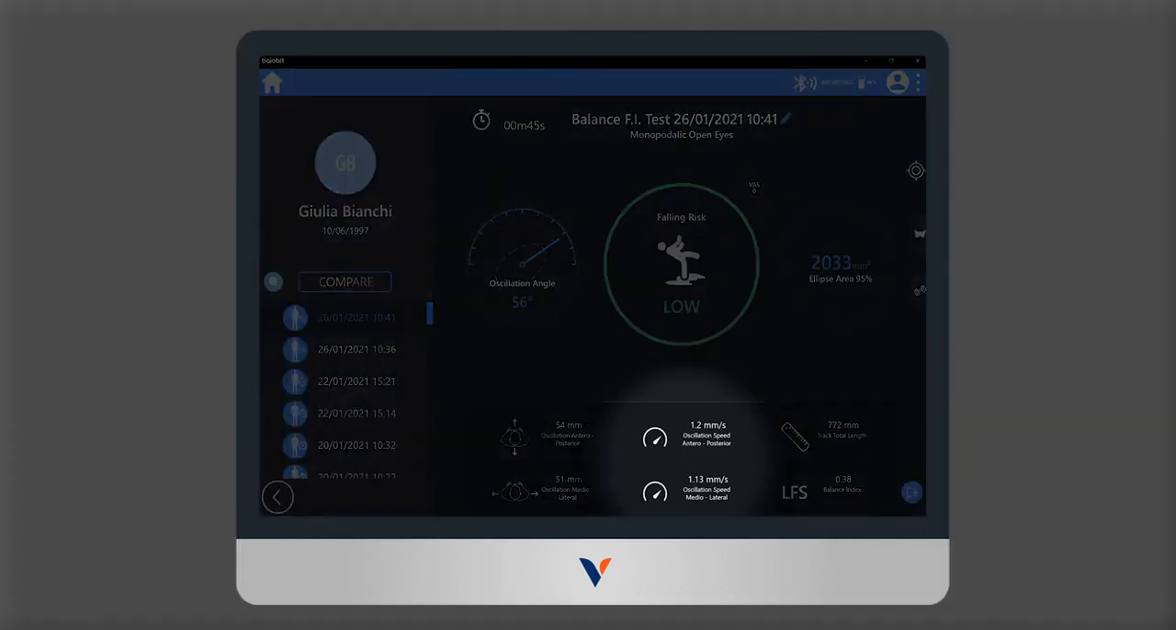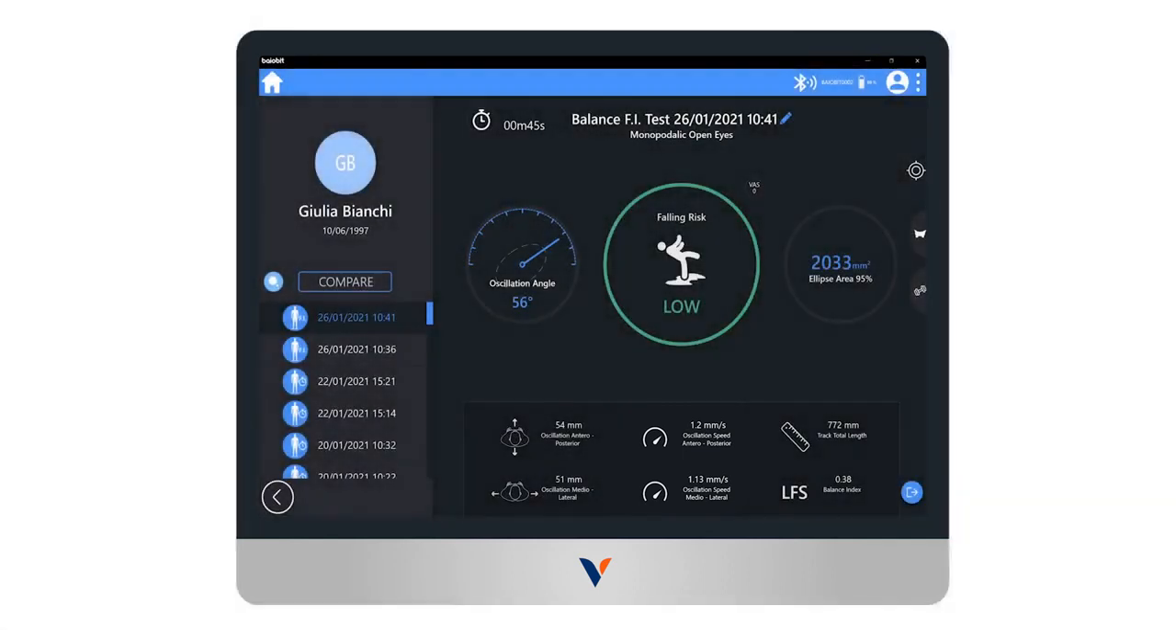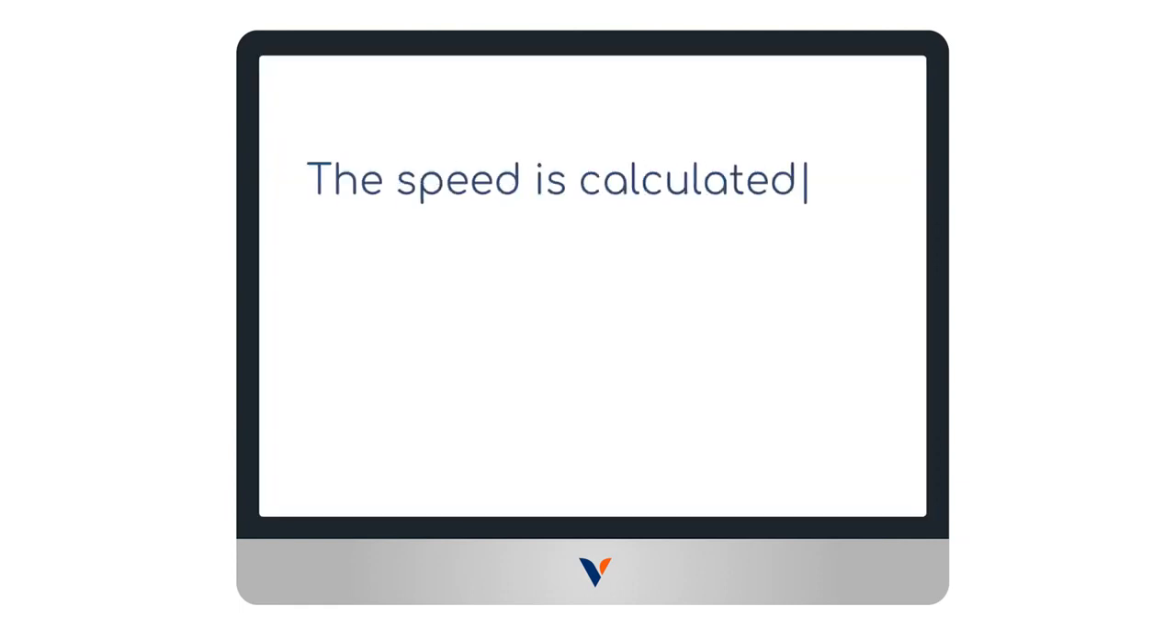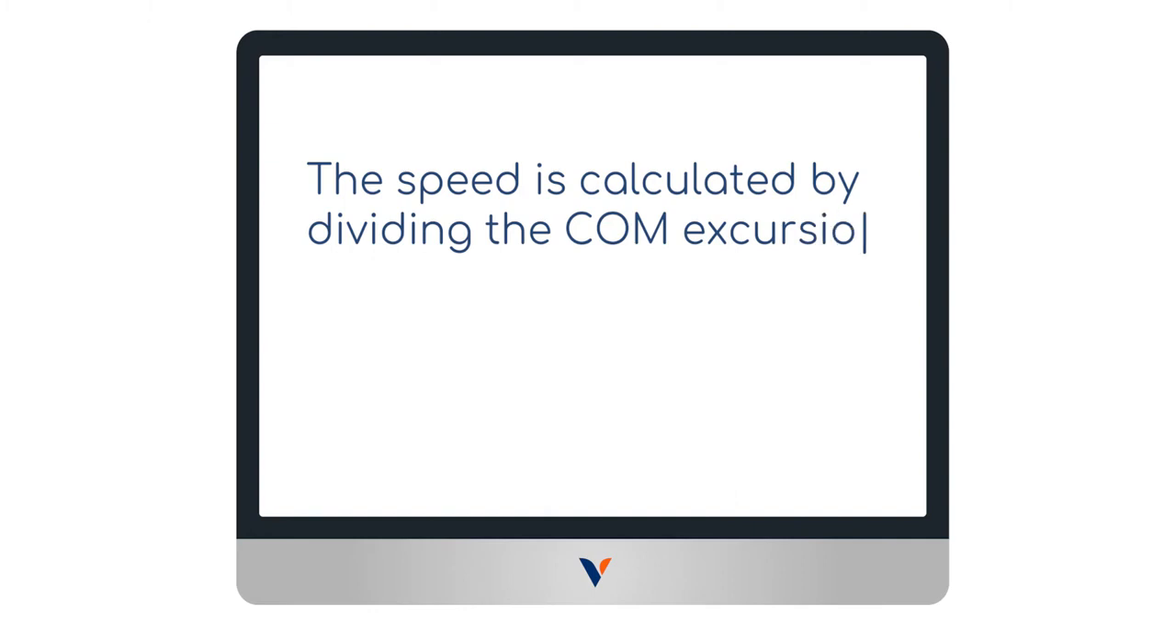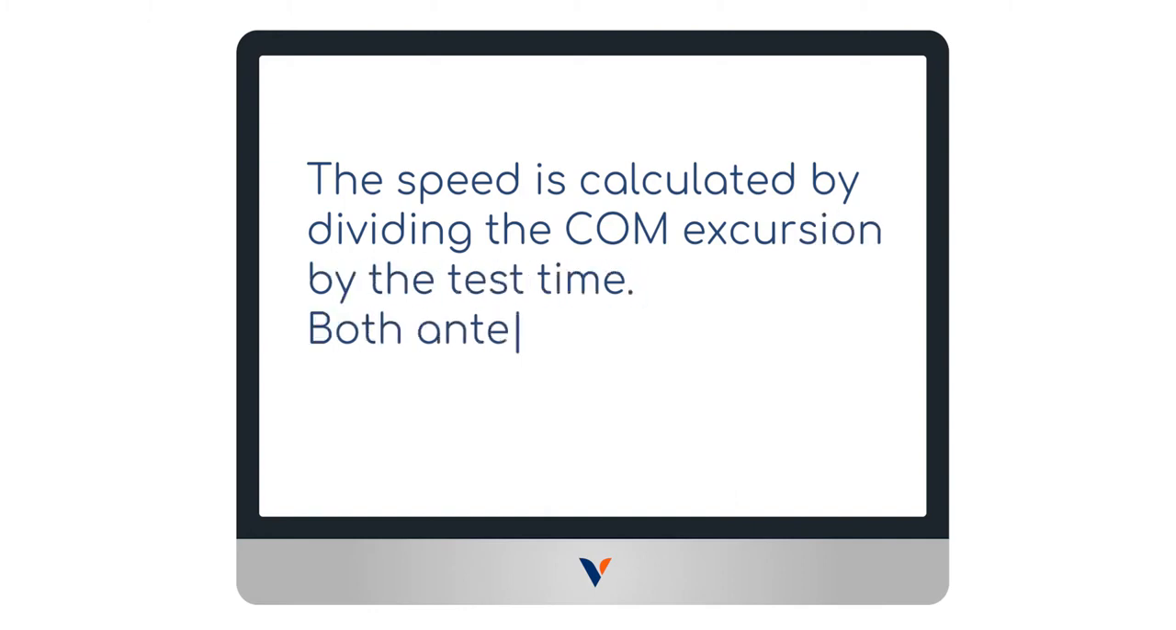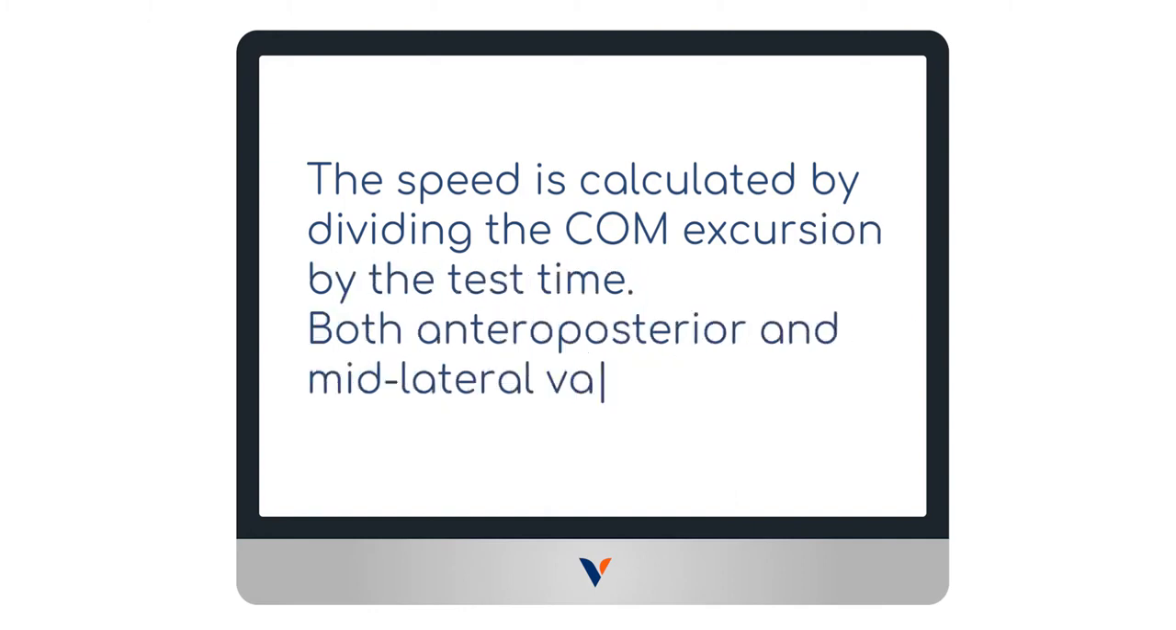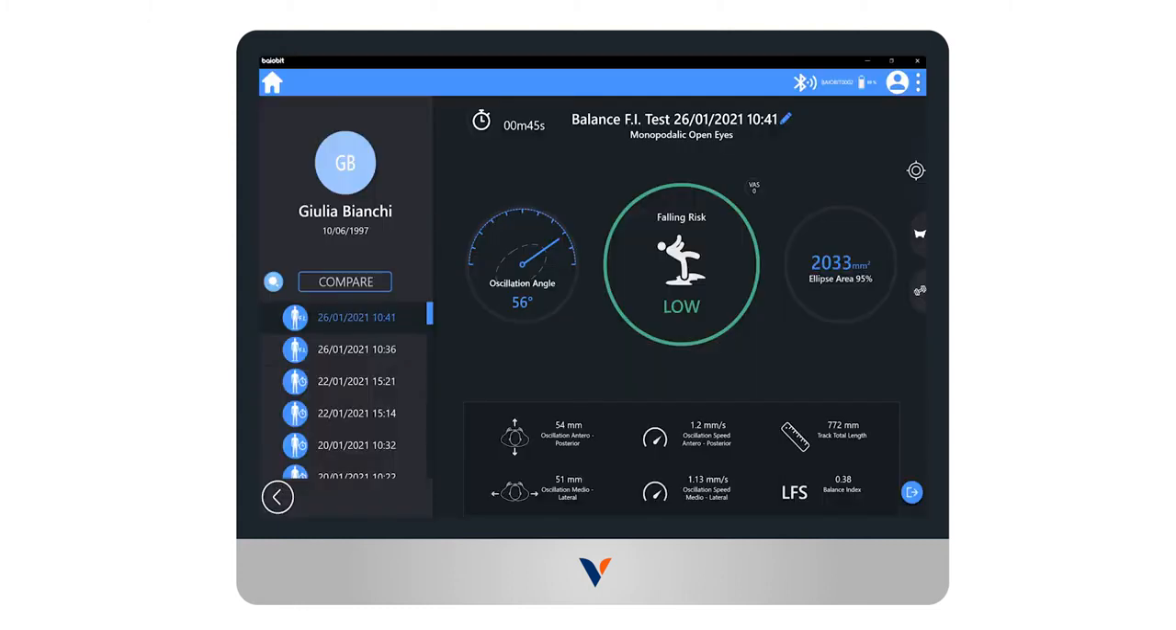Average speed of the anterior-posterior and medial-lateral oscillation of the center of mass. The speed is calculated by dividing the center of mass excursion by the test time. Both anterior-posterior and medial-lateral values are calculated. This index reflects the efficiency of the postural control system. The lower the speed, the better the postural control.